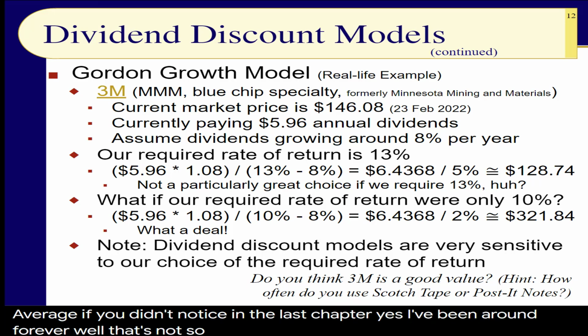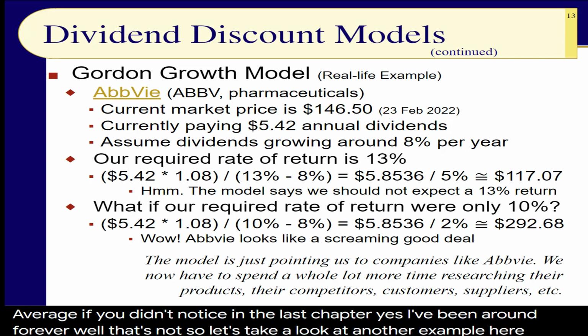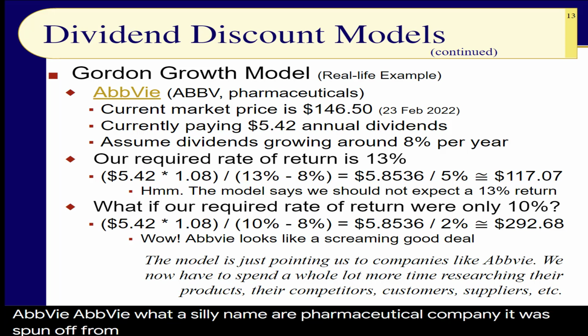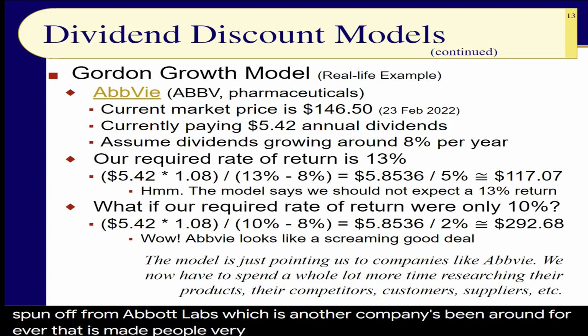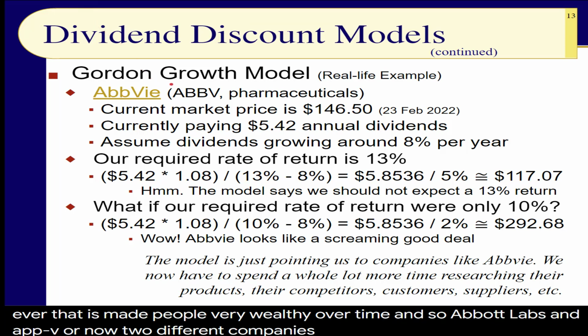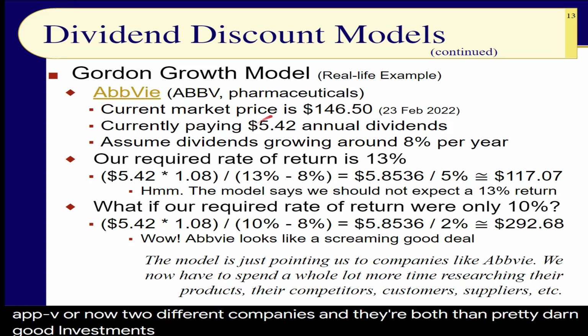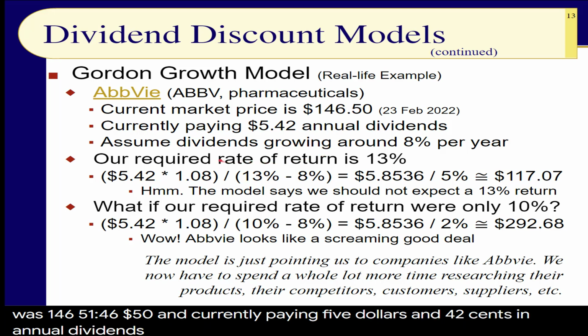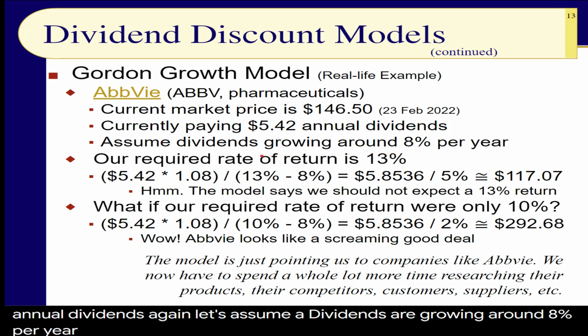So let's take a look at another example here. AbbVie. AbbVie, what a silly name. They're a pharmaceutical company that was spun off from Abbott Labs, which is another company that's been around forever, that has made people very wealthy over time. Abbott Labs and AbbVie are now two different companies, and they've both been pretty darn good investments. The current market price as of the 23rd of February was $146.50, and currently paying $5.42 in annual dividends. Again, let's assume that dividends are growing around 8% per year. Our required rate of return is 13%.